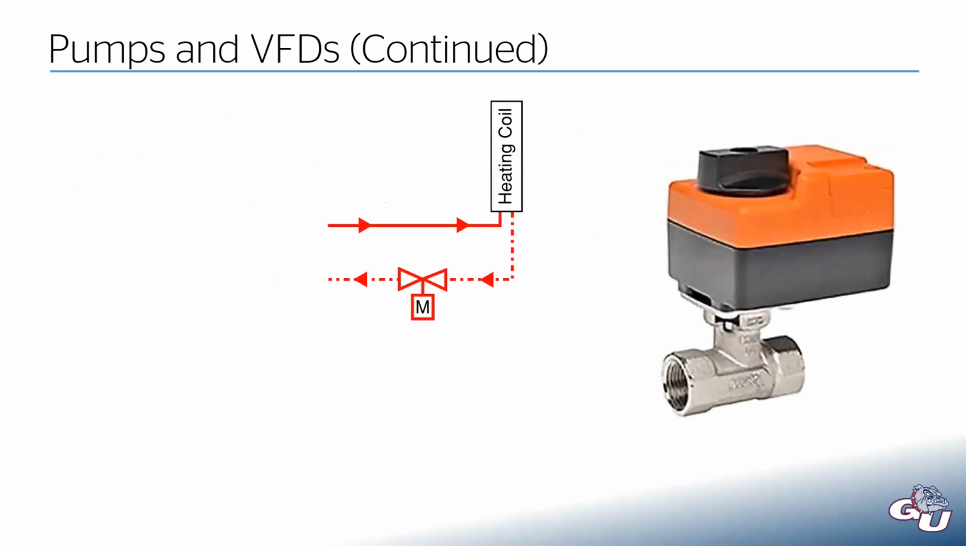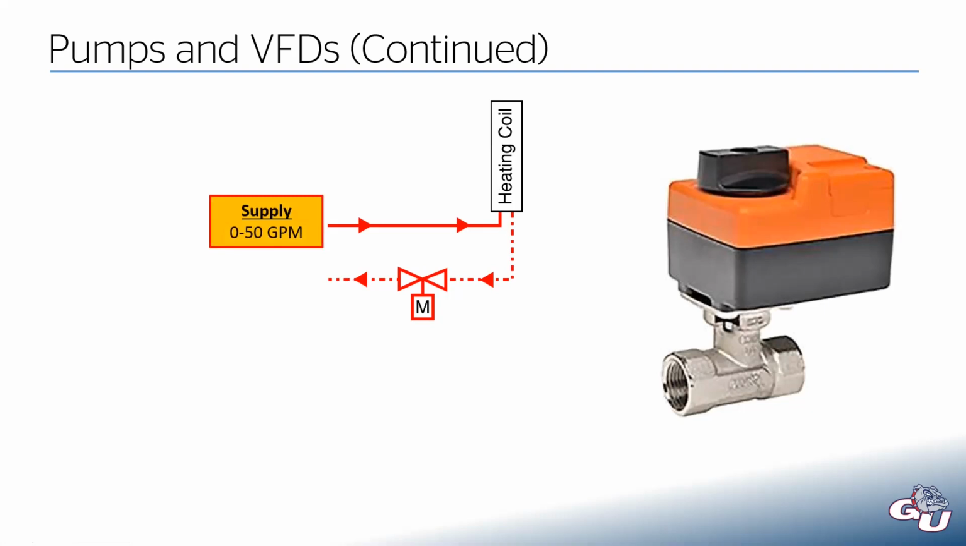You can probably figure out why they call this a two-way control valve. You only have 2 ports on here. And you can see the bypass leg here is now gone. So now this valve can open or close, but it's either going to allow more flow through the coil or less flow through the coil.